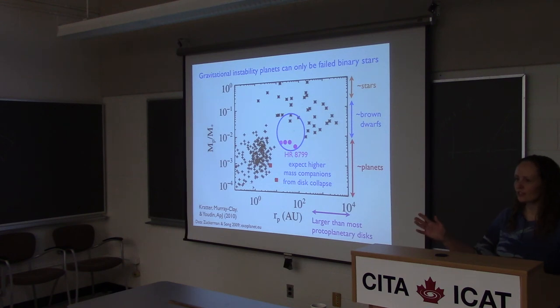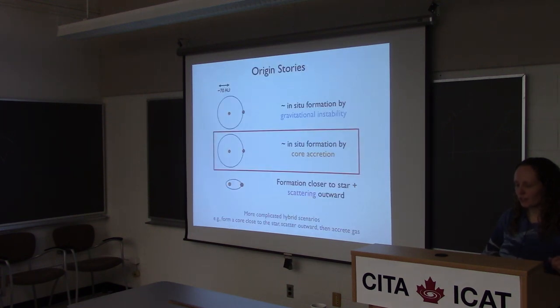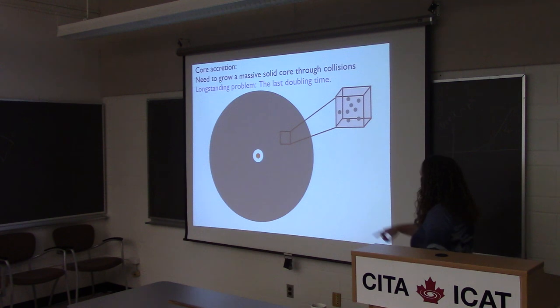Okay, so let's assume they're right for a moment, and these can't be coming from gravitational instability. So what about core accretion? Well, the problem with core accretion is that these things are so far out that you'd expect the timescales for growth to be way too long. And if the timescales for growth are way too long, then you can't make them by core accretion before the disk dissipates in a few million years.